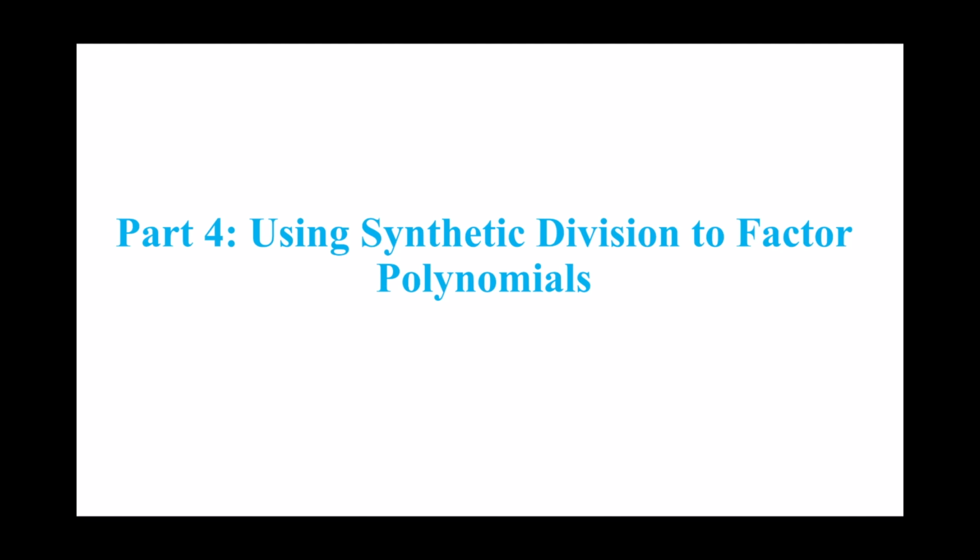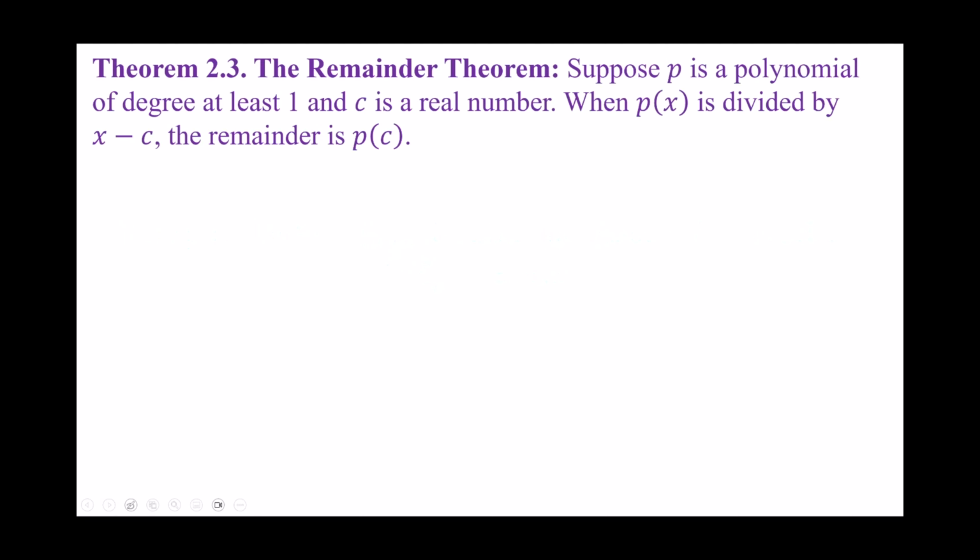Part 4, Using Synthetic Division to Factor Polynomials. The remainder theorem. Suppose P is a polynomial of degree at least 1 and C is a real number. When P of X is divided by X minus C, the remainder is P of C. So this is another way to find the remainder.